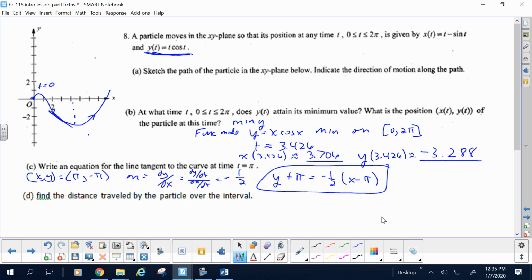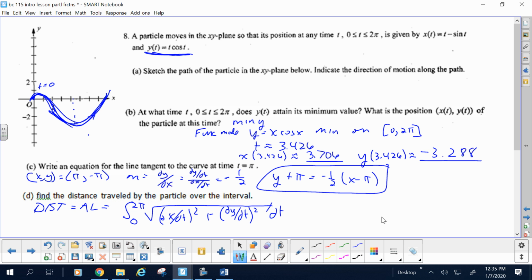Okay, cool. Distance traveled. Is distance traveled by the particle the same as arc length? In parametric, it is. When you find the length of the curve, you're finding the length of the path, and therefore the distance traveled on the path. So the distance is the arc length over the interval, I assume from 0 to 2 pi, of the square root of dx/dt squared plus dy/dt squared.